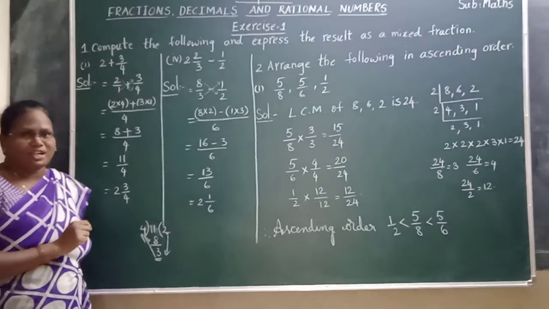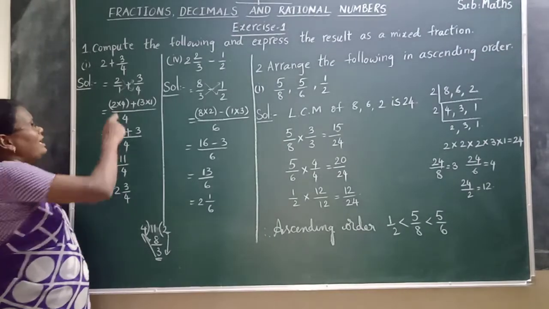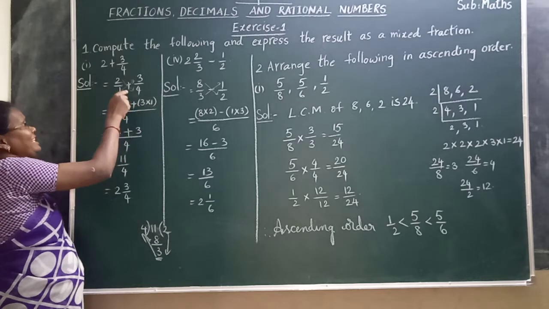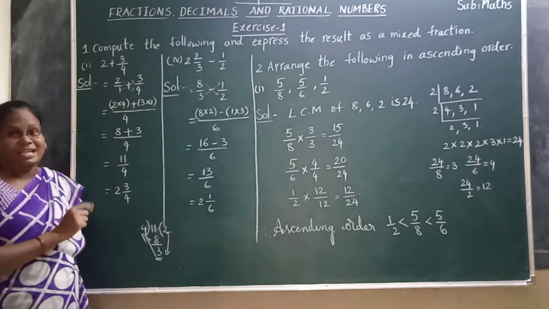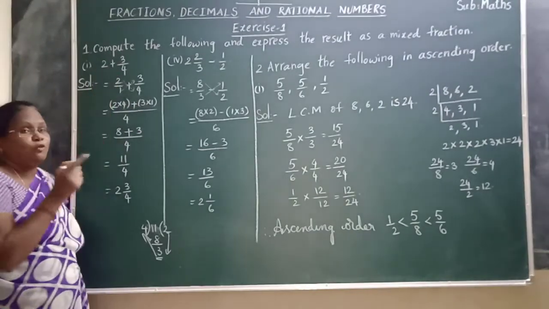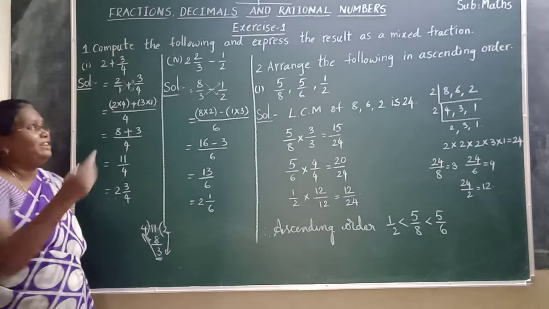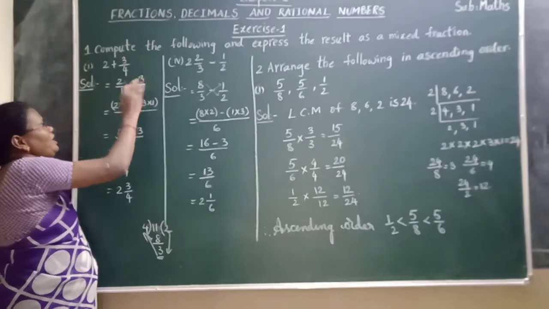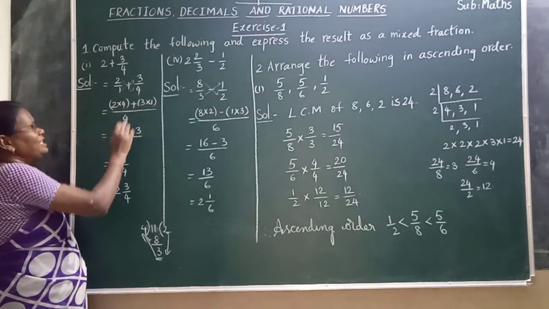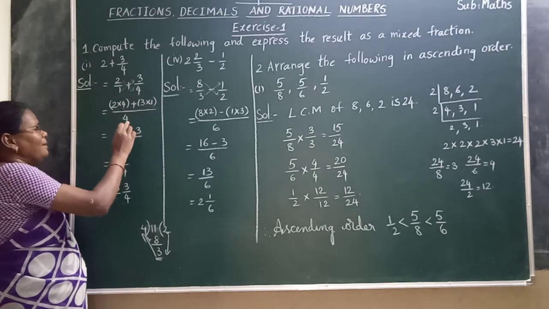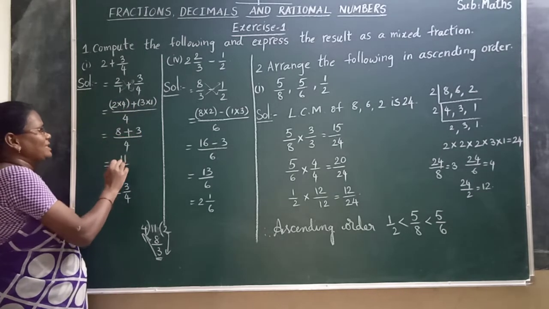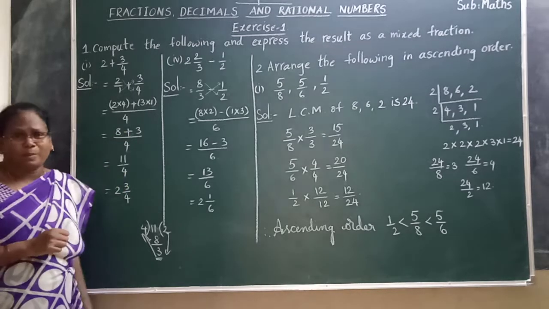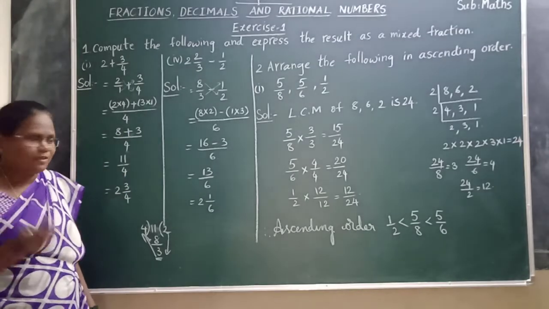The LCM of 1 and 4 is 4. And cross multiplication: 2 into 4 plus 3 into 1. If it is minus here, we will write minus. Here they gave plus, that's why we write plus. 2 4s are 8 plus 3 1s are 3, by 4. 8 plus 3 is equal to 11 by 4. This is an improper fraction. 11 by 4 is an improper fraction.